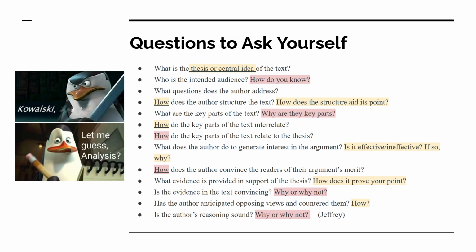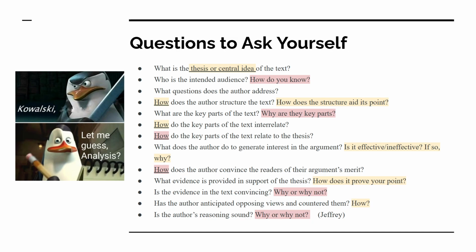Well, what is the thesis or central idea of the text as a whole? Who's the intended audience, and how do you know that? What questions are the author addressing? How is the author structuring the text? How does the structure aid the point the author's trying to make? What are some key parts of the text, and why are they the key parts? How do the key parts of the text interrelate to each other? How do the key parts of the text relate to the thesis of the story? What does the author do to generate interest in their argument? Is it effective or ineffective, and why?